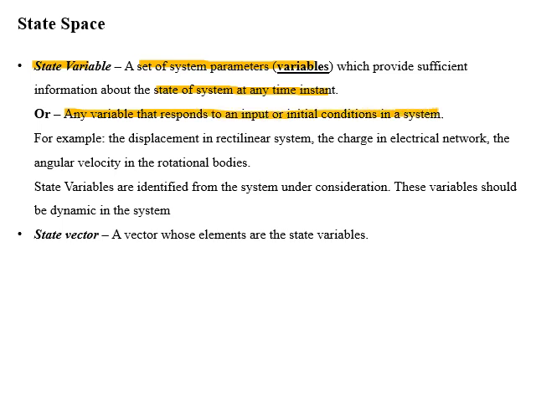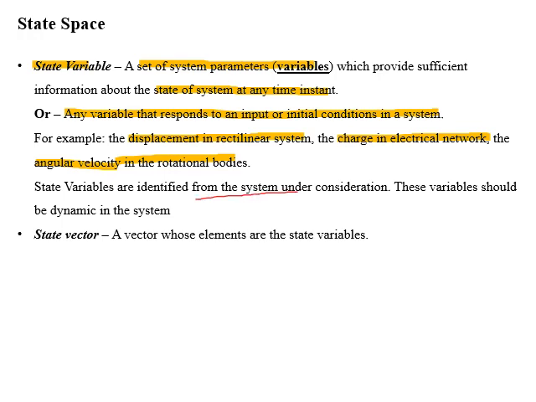For example, consider we have a translational mechanical system. In this, displacement of a body is a state variable. In an electrical network, charge flowing through the components is a state variable, and the angular velocity in a rotational body is a state variable. These variables provide information about the system at any instant of time.